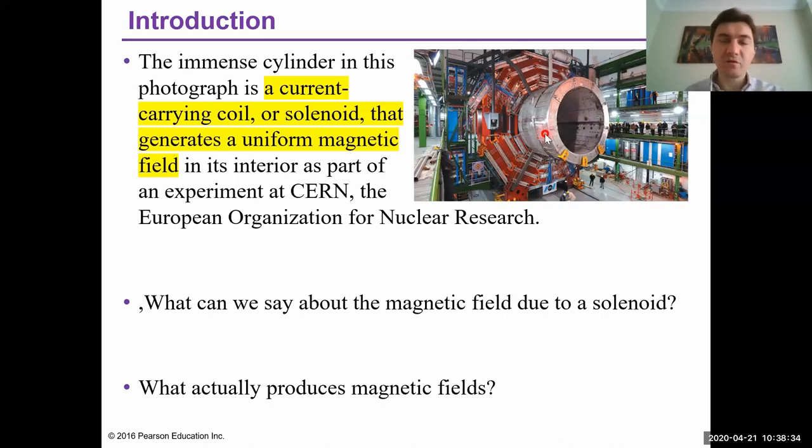So after that lecture, we will learn what is the magnetic field due to a solenoid, how to calculate it, and also we will discuss what is the source of magnetic fields.